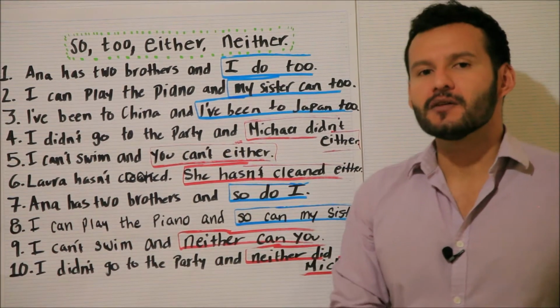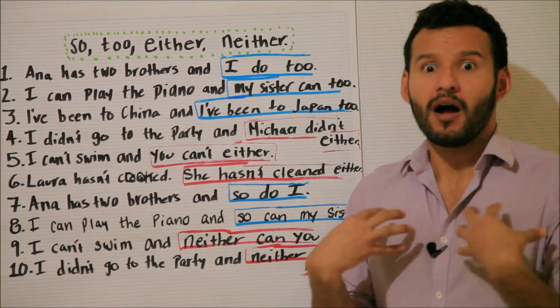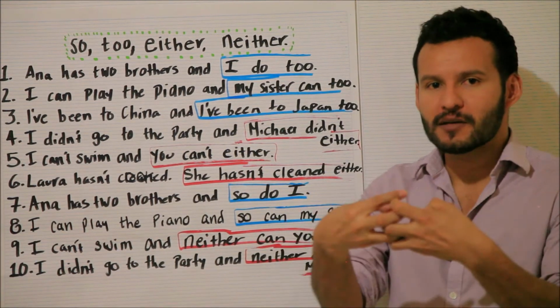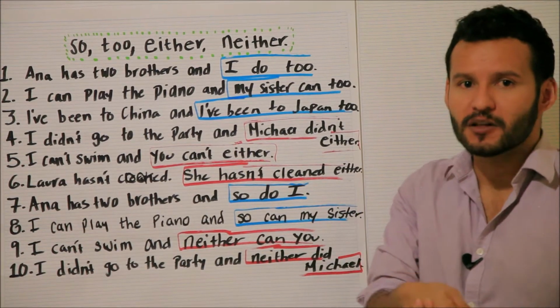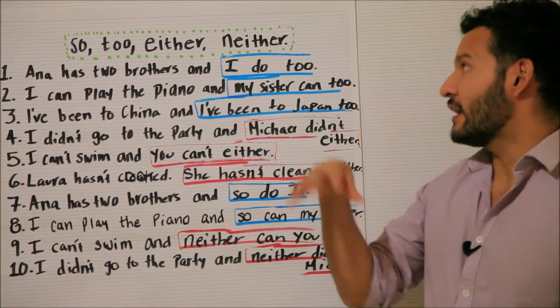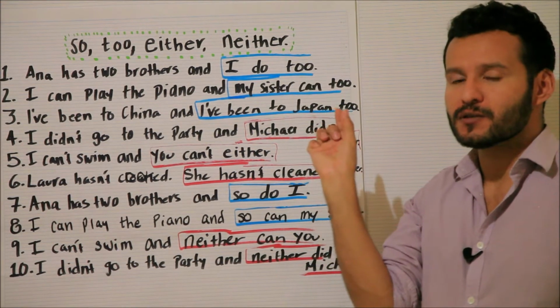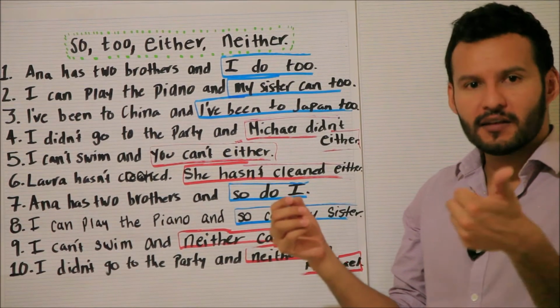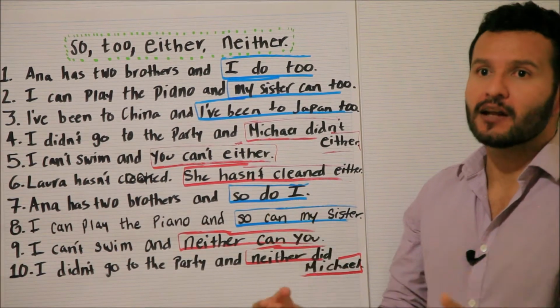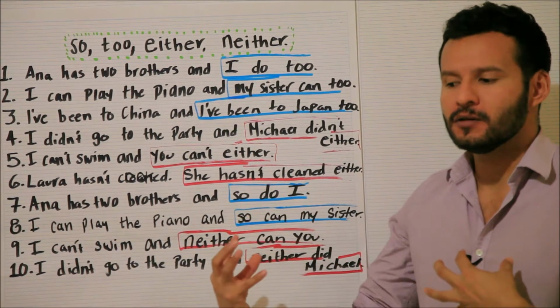So for example, if I tell you that Anna has two brothers, I have two brothers, we have something in common, so I can use the word to emphasize that similarity. So at the end of the second sentence, I would use the word to emphasize. So it is correct to say that Anna has two brothers and I have two brothers too.